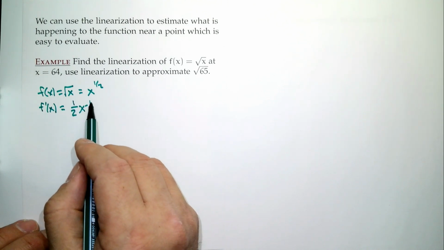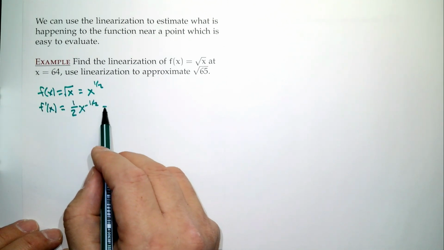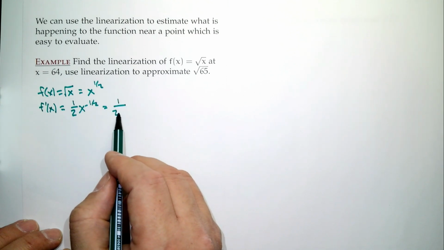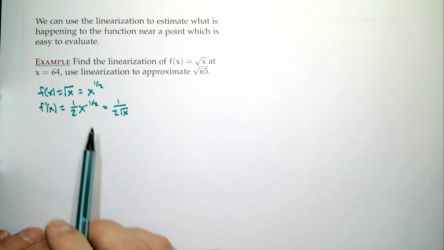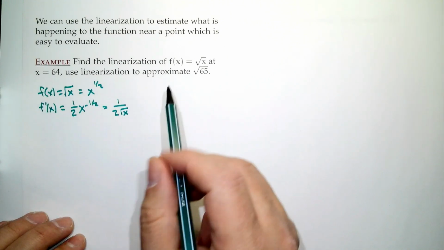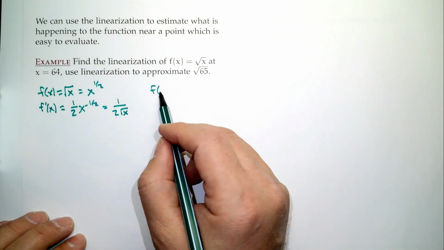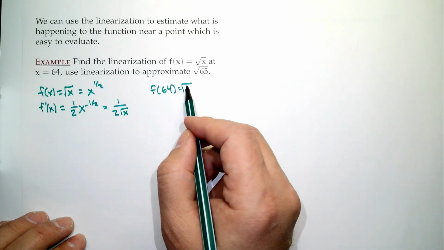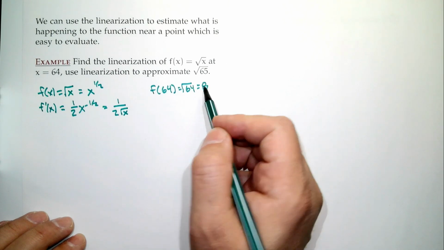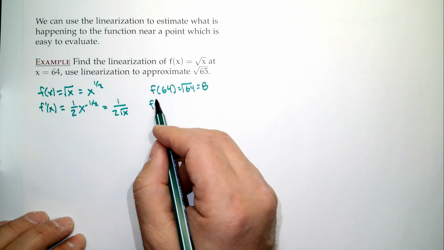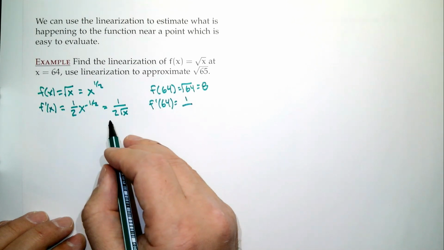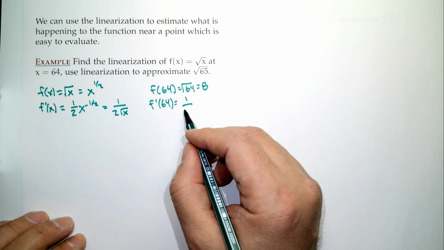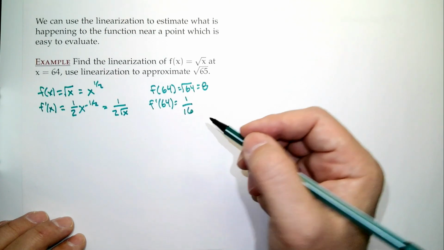1/2 x to the negative 1/2. Now in this case, since we're going to use it, I'll go back to using the square root symbol: 1 over 2 times the square root of x. Now we're going to find it at a particular place. So linearization happens at a point. So we plug in 64. The square root of 64 is 8. All right, how about the derivative at 64? Well, that's 1 over 2 times the square root of 64, which is 8, so 1 over 16.